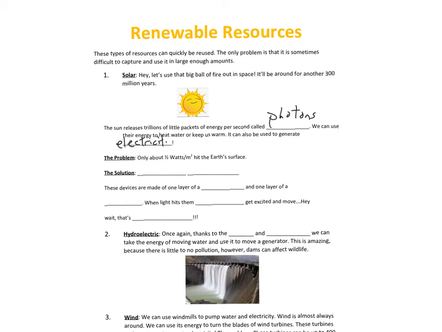As humans, we have become wholly reliant on the concept of electrical energy. So in order for us to make solar power work for us, right, we need to be able to find a way to get that solar energy to create electricity, right? So the problem, only about a half of a watt per square meter hits the surface of the Earth.